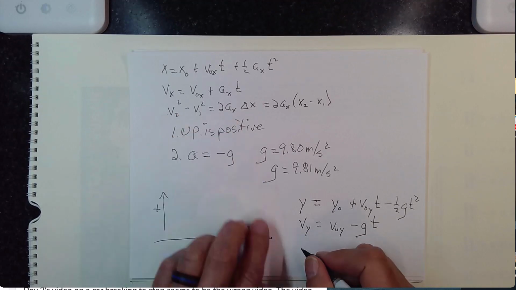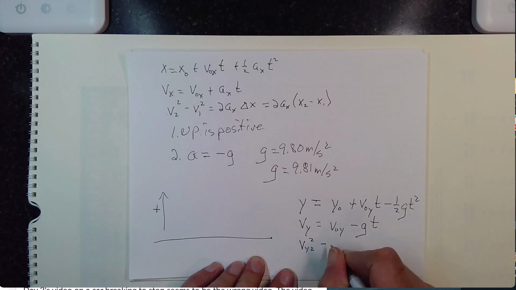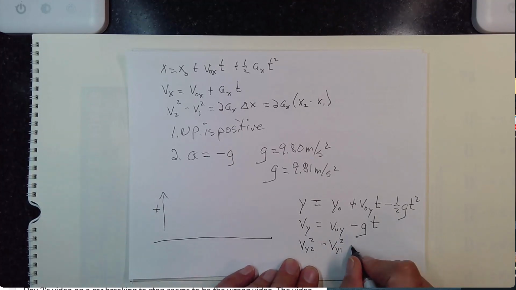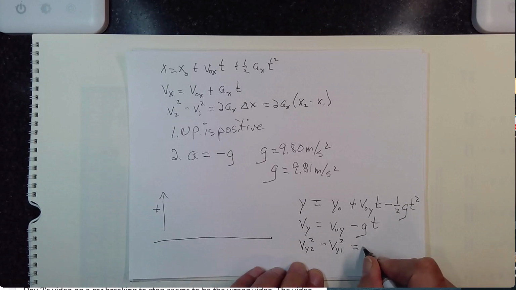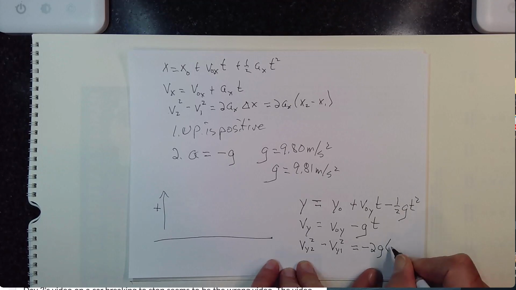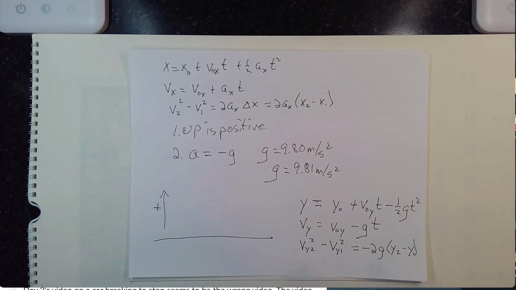I didn't put x's on there, but you could have vy2 squared minus vy1 squared. This would be two different velocities in the y direction, is going to be minus 2g times y2 minus y1. And you have to be really careful with signs and keeping track of things when you're using this equation.